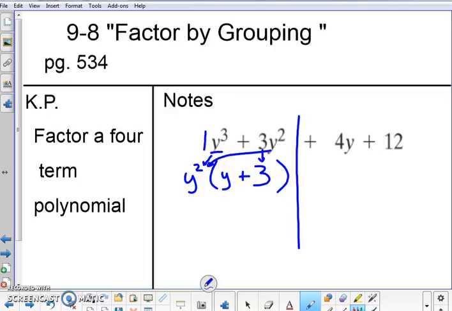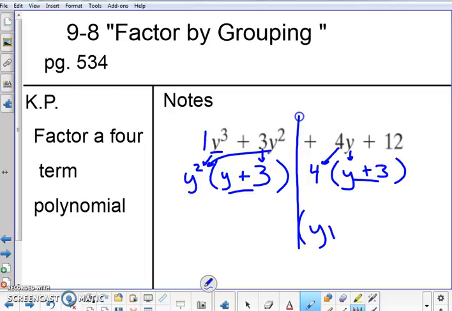Then moving over to the right-hand side, just looking at the 4y plus 12, we're going to factor out the largest common factor, the greatest common factor, and that would be 4. After we factor out the 4, the y stays there. And then 12 divided by 4 would be 3. And as you can see, just like what we did in the AC method, the expressions inside our parentheses are the same, and that's how we know we did it correctly.